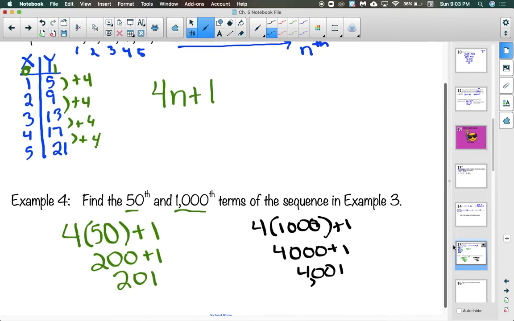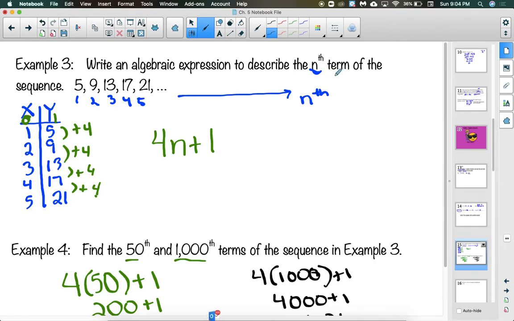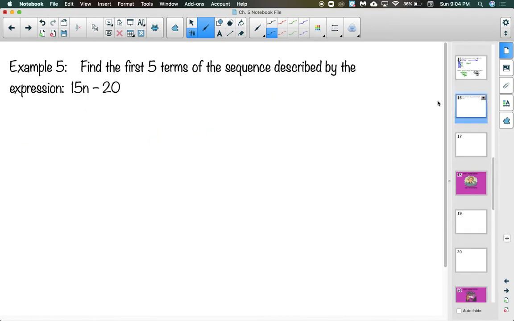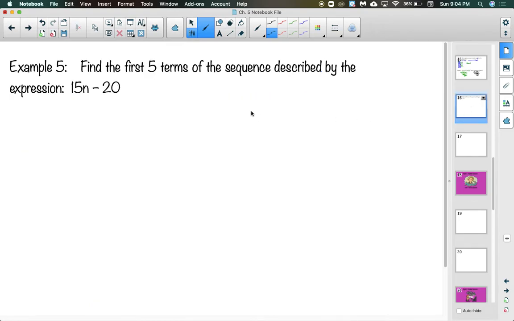Isn't that cool? That's called finding the nth term of the sequence, or writing an algebraic expression to describe the sequence. I have another example here for you, and then we're going to be all finished with this one. I do encourage you to go back and watch what we did in example 3 again. Make sure you're good on that, because that can be a little bit tricky.